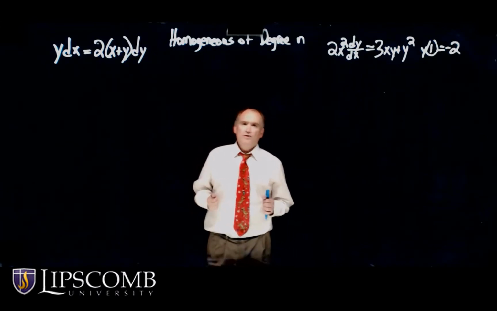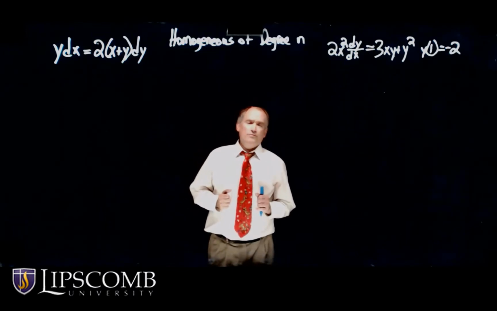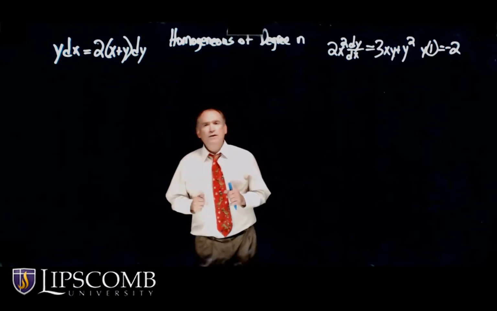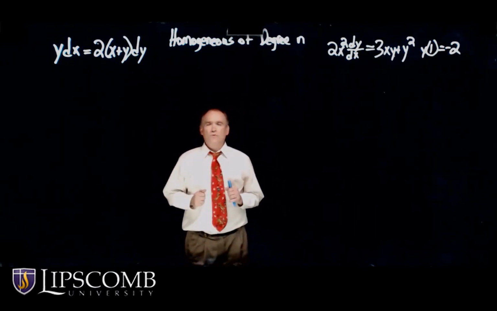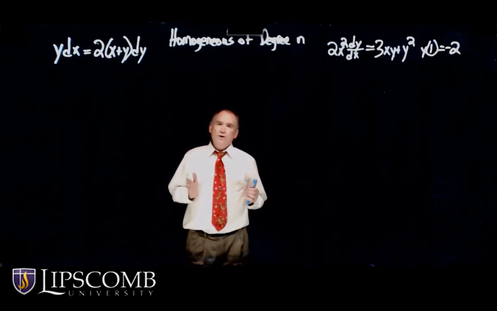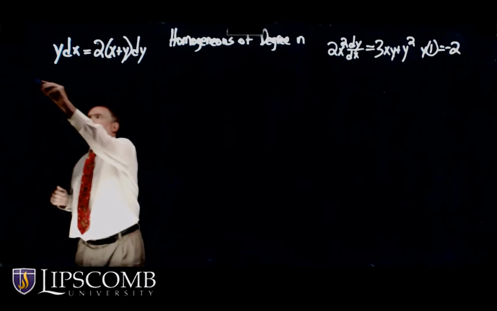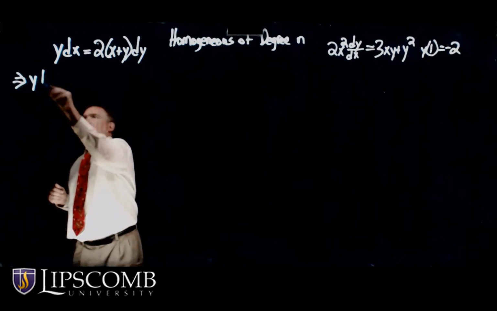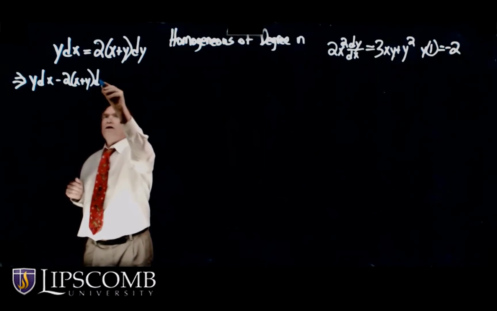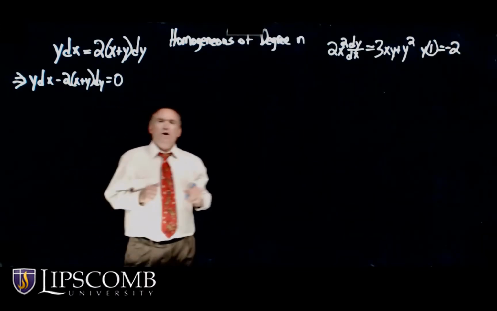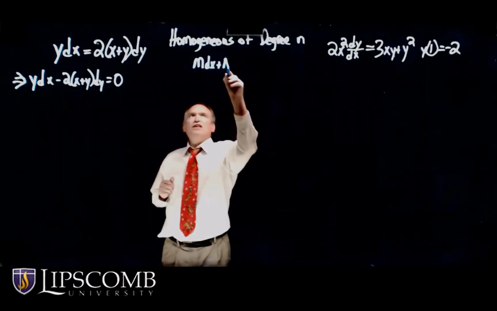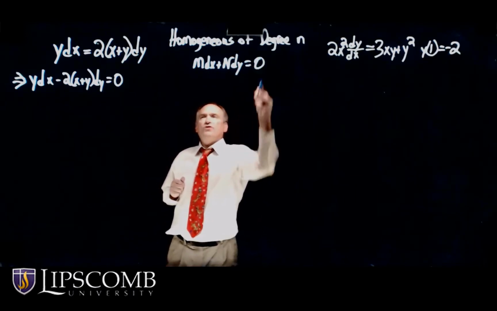Now we want to look at the actual method for homogeneous of degree. So I have two examples. My first example is y dx equal to 2 times quantity x plus y dy. Now you can get it in the form y dx minus 2 x plus y dy equal to 0. That way you have it in this form of M dx plus N dy equal to 0.